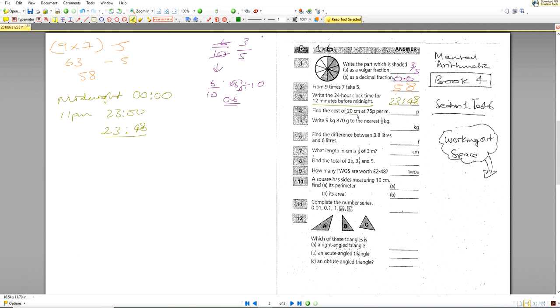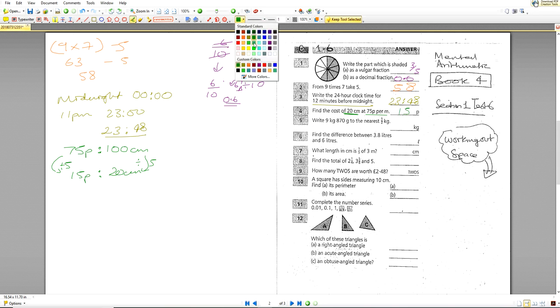Find the cost of 20 centimeters at 75p per meter. So it costs 75p for a meter. A meter contains 100 centimeters. And we want to work out the cost of 20 centimeters. So how does 100 become 20? And the answer is divide by 5. What we do on the right hand side, we do on the left hand side. So 75 divided by 5 will give us 15 pence. Okay, let's move on.